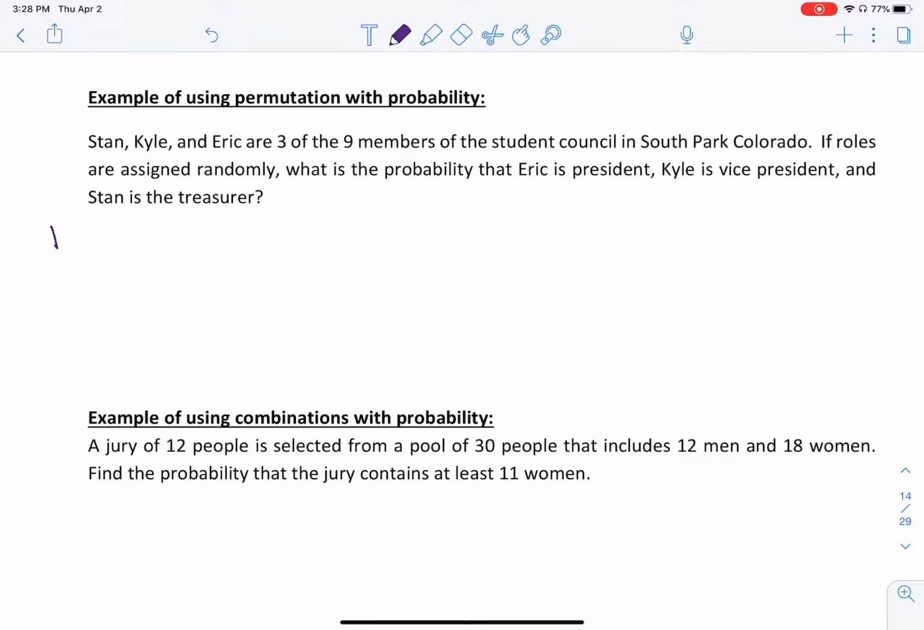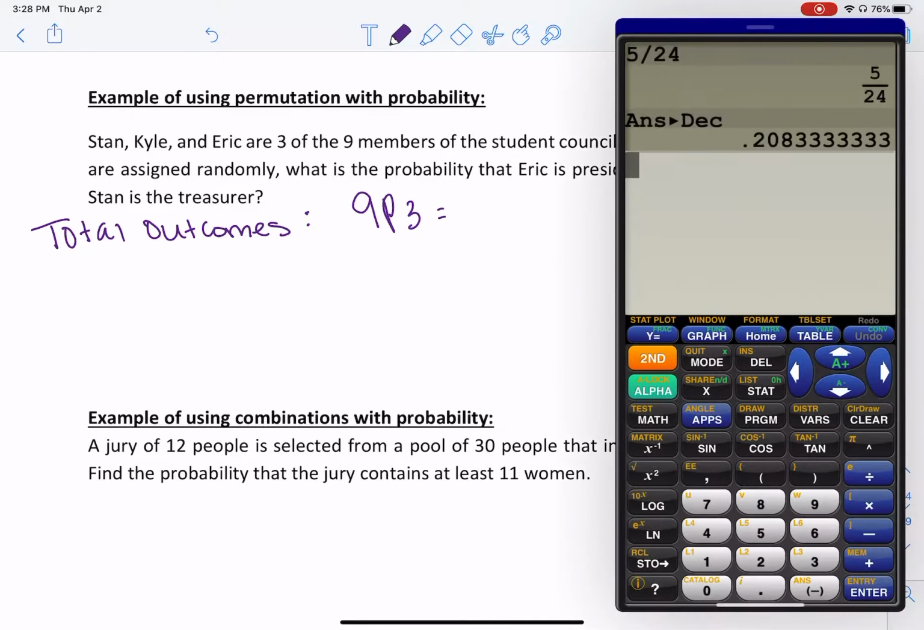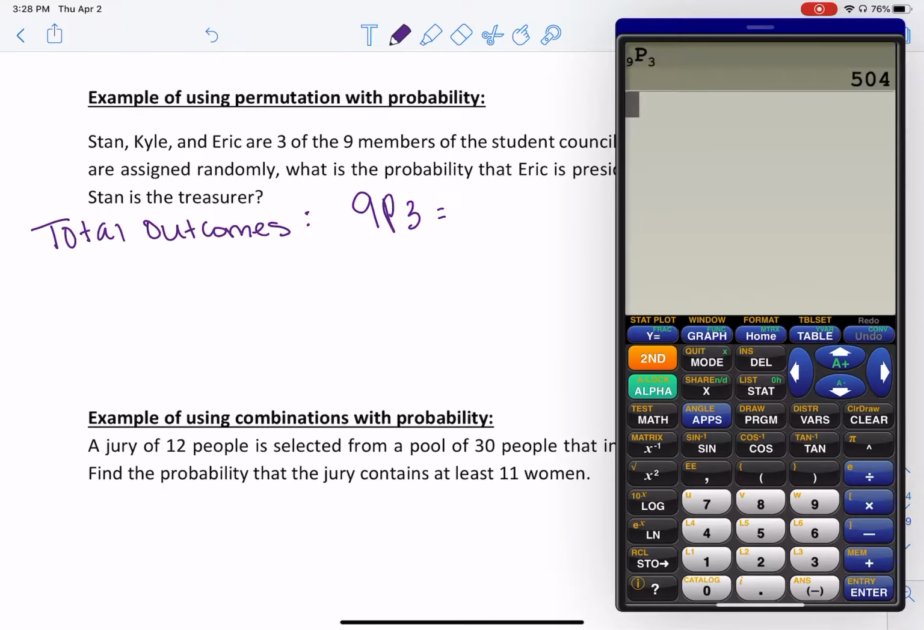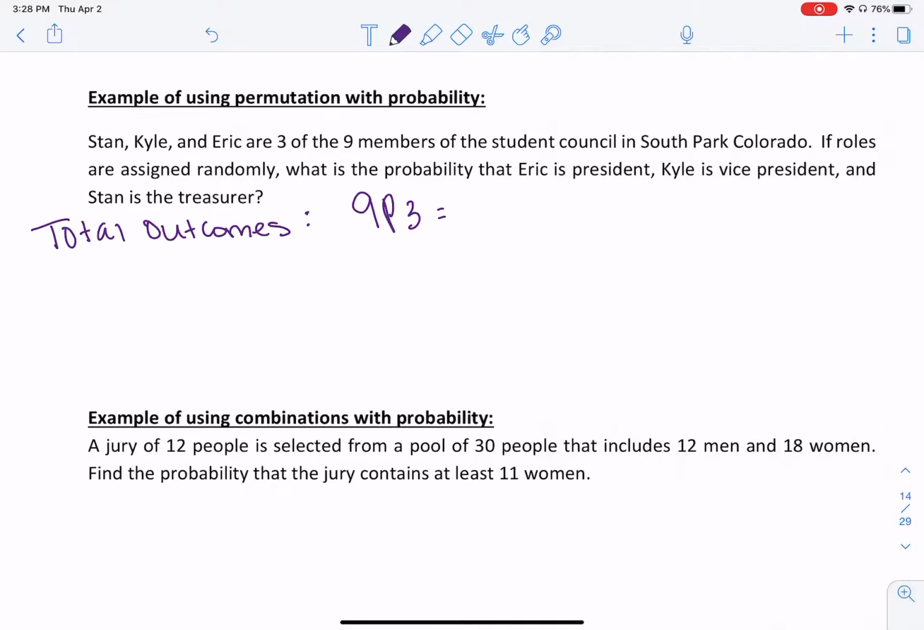So let's think about the total outcomes first, using our permutation. So order does matter here because we have president, vice president, and treasurer. So that would be 9, and then our permutation of 3. So you would want to use your calculator for that. And that's 504. So that means there's 504 total outcomes.